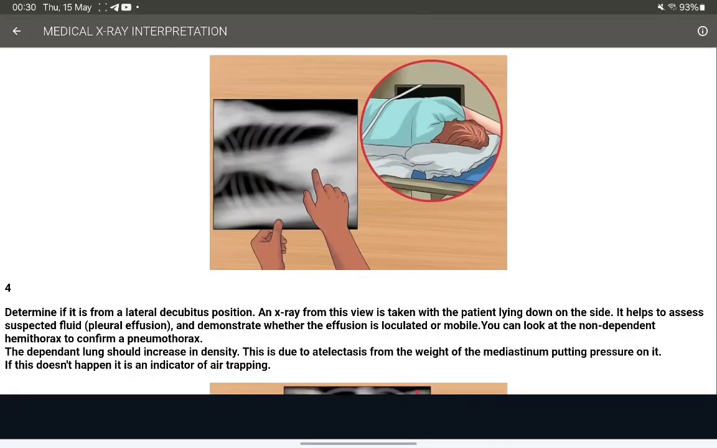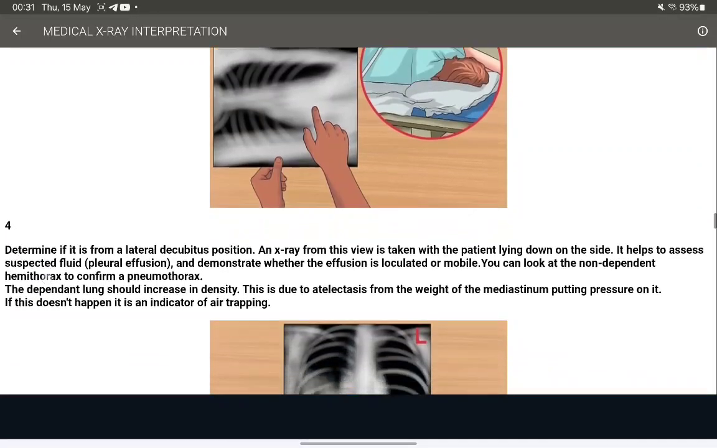The dependent lung should increase in density. This is due to atelectasis. Atelectasis means the collapse of some of the alveoli of the lung from the weight of the mediastinum putting pressure on it. If this doesn't happen, it is an indicator of air trapping. That means the air can't move out to let the alveoli collapse or atelectasis take place.